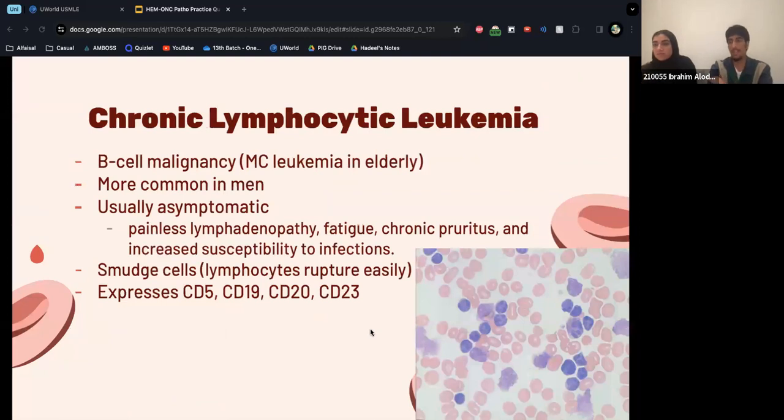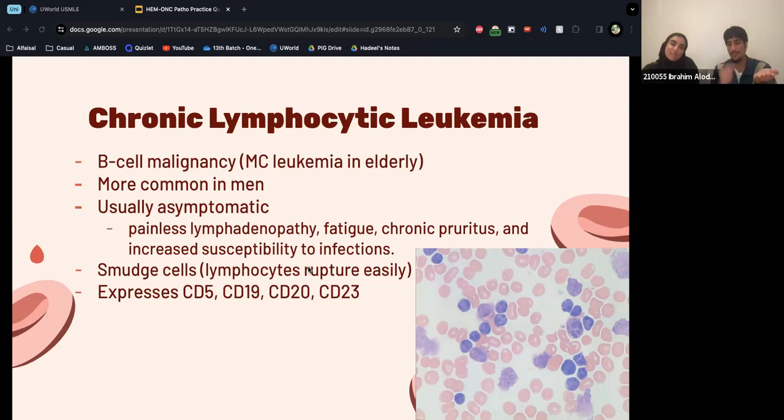Okay, so some things about CLL quickly. It's a B cell malignancy, like we already mentioned. It's the most common leukemia in elderly people, according to AMBOSS. It is more common in men. It's usually asymptomatic, but they could have painless lymphadenopathy, fatigue, pruritus, and more susceptibility to infections, which is basically the presentation of every leukemia.